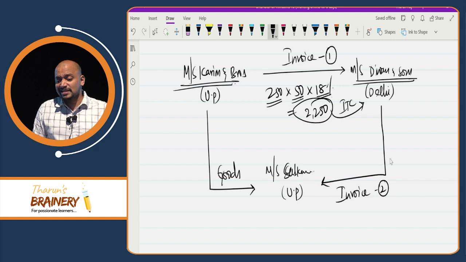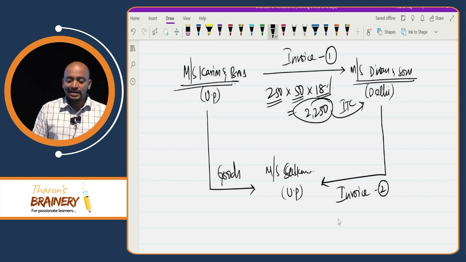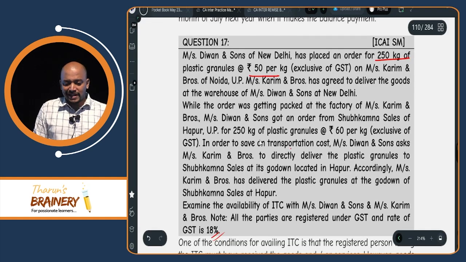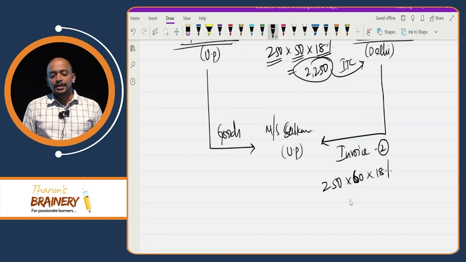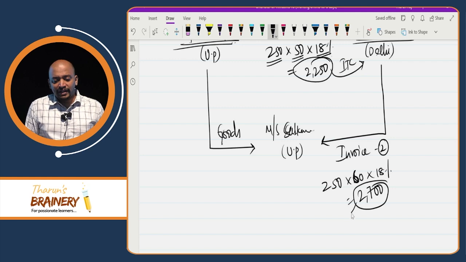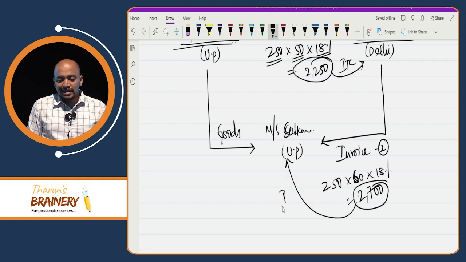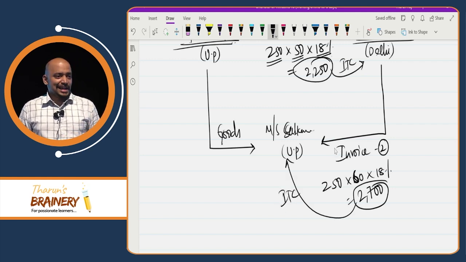Now Diwan and Sons is raising invoice to Shubkamna Sales. For what value is invoice raised by Diwan and Sons? 250 kgs at 60 rupees per kg on 18%. So 250 kgs into 60 rupees per kg into 18%. 2,700. So this 2,700, who will take as ITC? Shubkamna Sales will take as ITC.